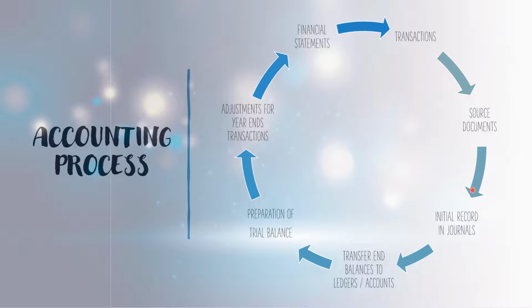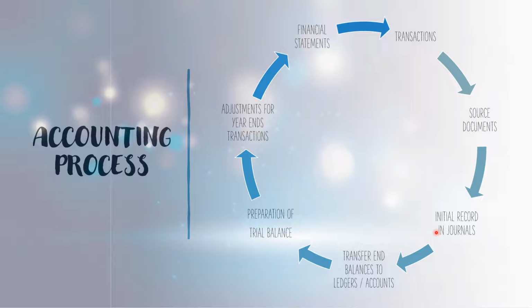You make the initial records in journals. Journals we're going to cover in the next 2 chapters after accounting for inventory. There are 6 types of journals. We have the purchase journal, sales journal, the return inwards journal, the return outwards journal, and then we have the cash payment journal, cash receipt journal, and the general journal. You're going to learn how to record all of the business transactions into the journal.